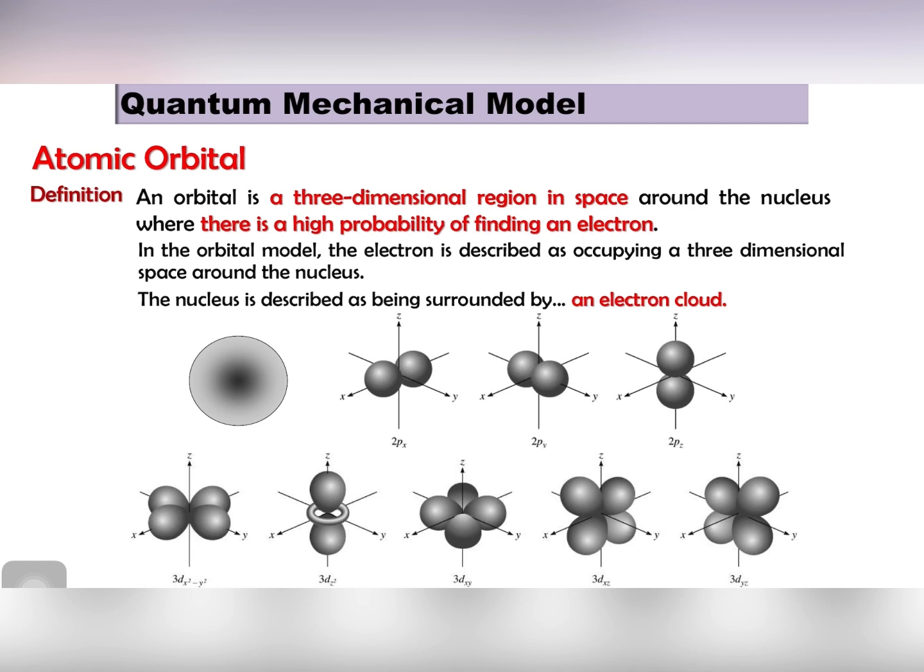So, what is atomic orbital? Sebelum ni kamu dah pernah dengar istilah orbit. Okay, so orbit is not equal to orbital. So, what is orbital? So, orbital, it is a 3D region. So, highlightkan important keyword di sini, a 3D region in space around the nucleus, where there is a high probability of finding an electron.